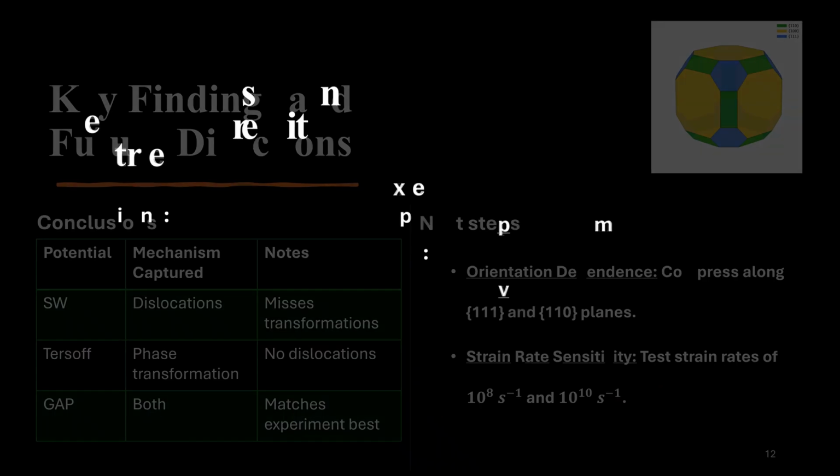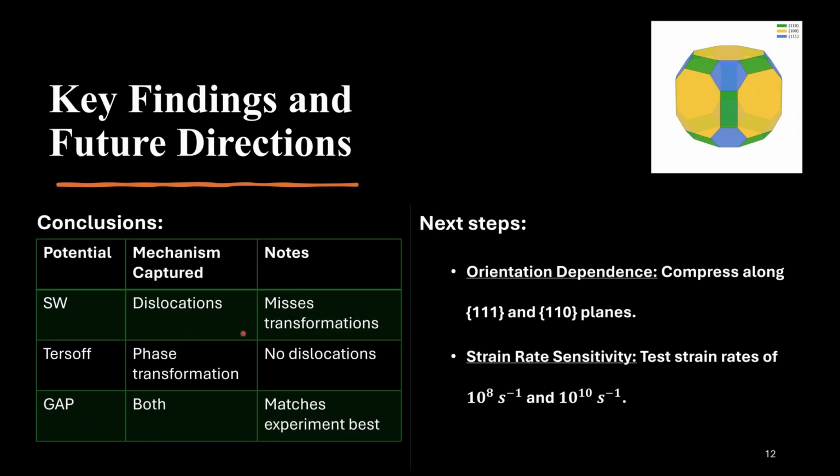So, in conclusion, the SW potential found the dislocations but missed the transformations, while the Tersoff potential found the transformations and missed the dislocation, and the machine learning potential, GAP potential, captured both and matched the experiment the best.